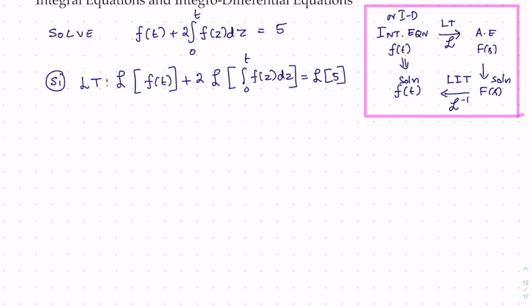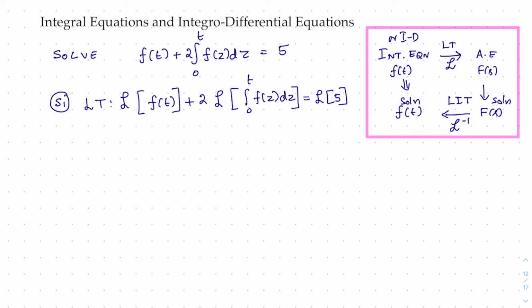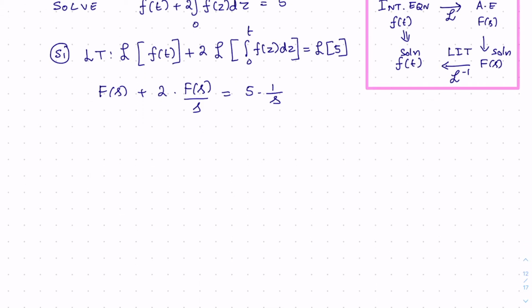Now let's take a look at how we solve this. Laplace of f of t is simply cap F of s, and plus 2 times this would be F of s over s, the formula which we just learned, is equal to 5 times 1 over s, right? As simple as that.